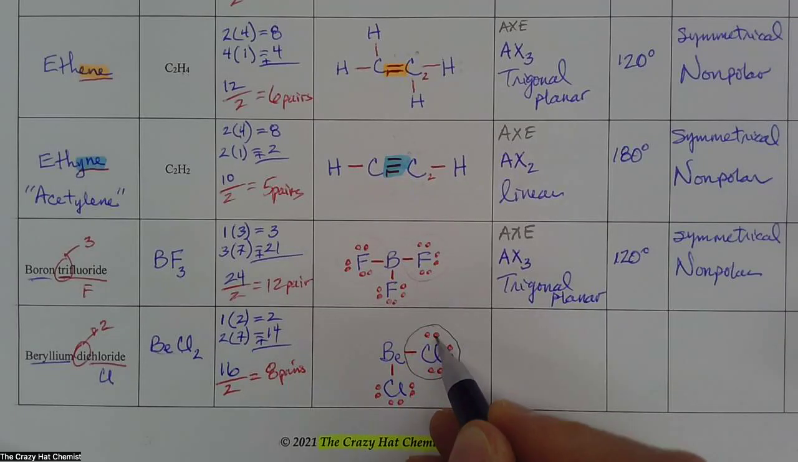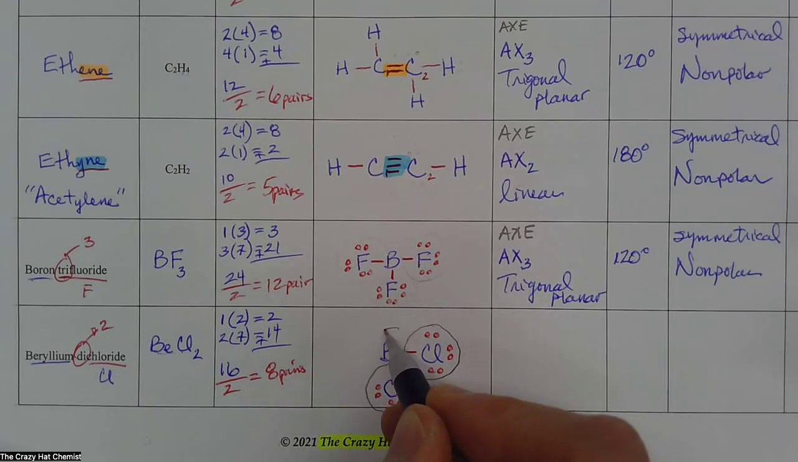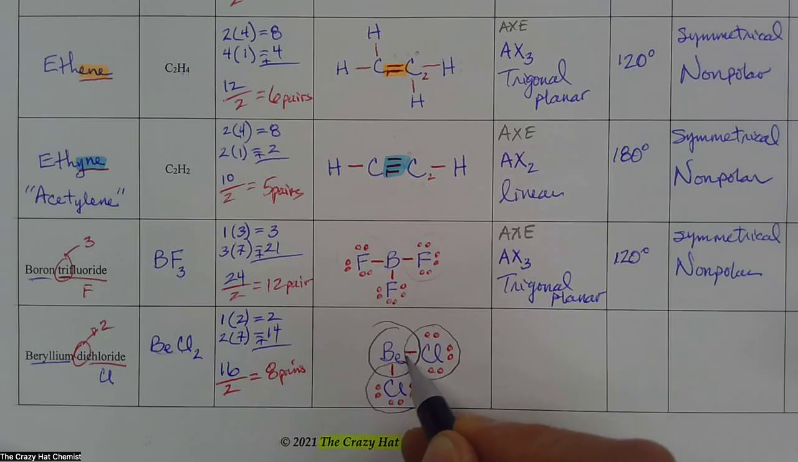That's 2, 4, 6, 8. The octet rule, 2, 4. Oops. Uh-oh. Wait. Hold on. Just wait for a second.